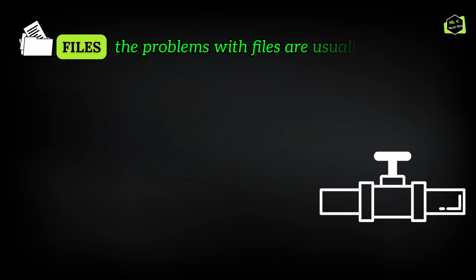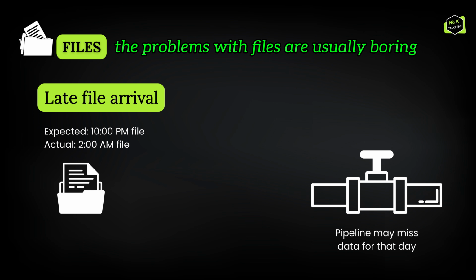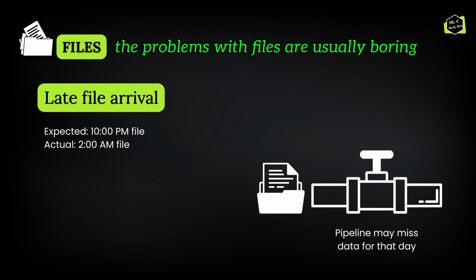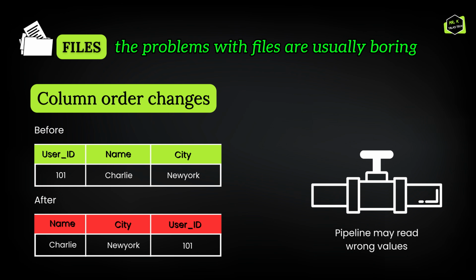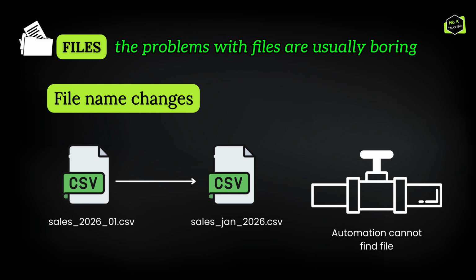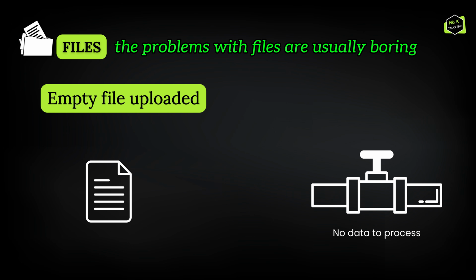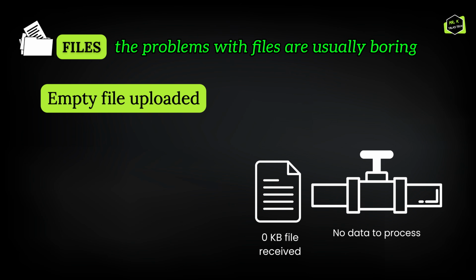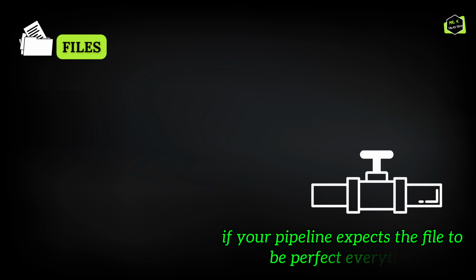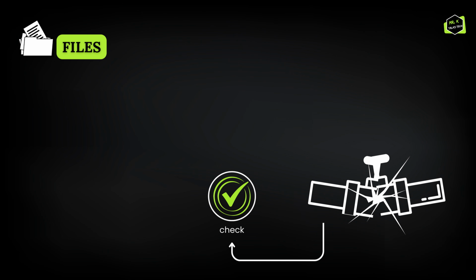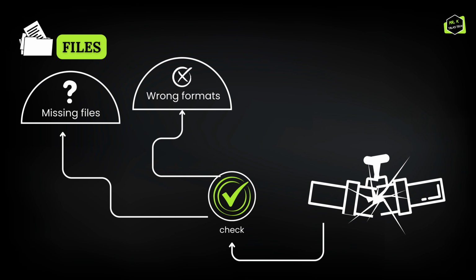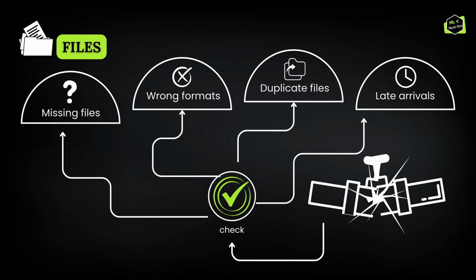The problems with files are usually boring but very real. One day the file arrives late, another day the column order changes. Sometimes the file name changes, or the date format changes, or an empty file gets uploaded by mistake. If your pipeline expects the file to be perfect every time, it will break. So file-based pipelines need checks for missing files, wrong formats, duplicate files, and late arrivals.